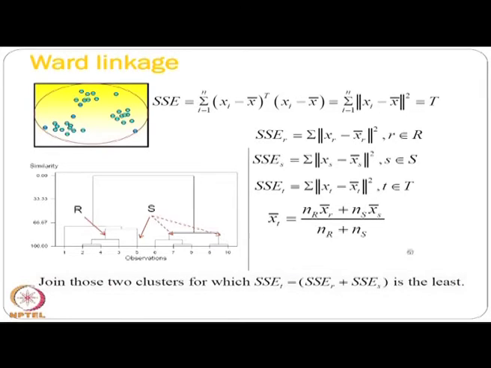Then what will we do? Basically, you have to find out how many clusters there are. Then for every 2 clusters, if there are k clusters, you will get kC2 combinations. For every combination you find the SST. Then you join those 2 clusters for which SST minus the individual SSEs is the least. What are we trying to say here?